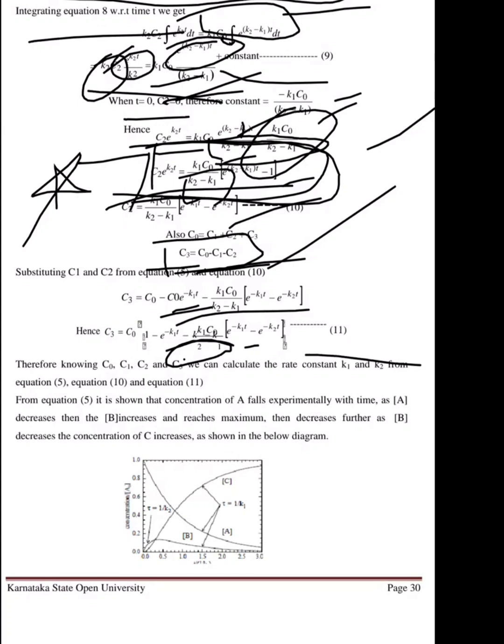Further from this, knowing the initial concentrations of A, B, C, such as C0, C1, C2, C3, we can calculate the rate constants K1, K2 for the formation of the product. So by this, we can identify the rate constant.